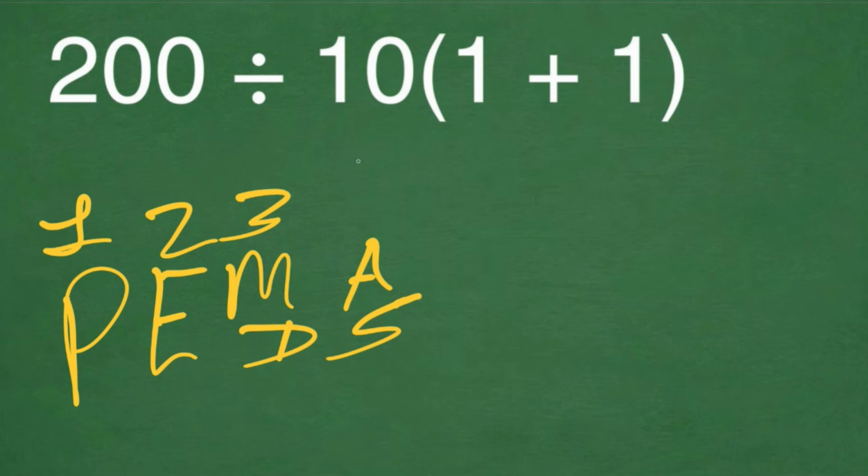And finally, we have to solve addition or subtraction. It is priority number 4. So we have to solve the problem in this order. This is the right order to solve a mathematical problem, in order to get a consistent correct answer every single time. So here is where most people get wrong and get confused.